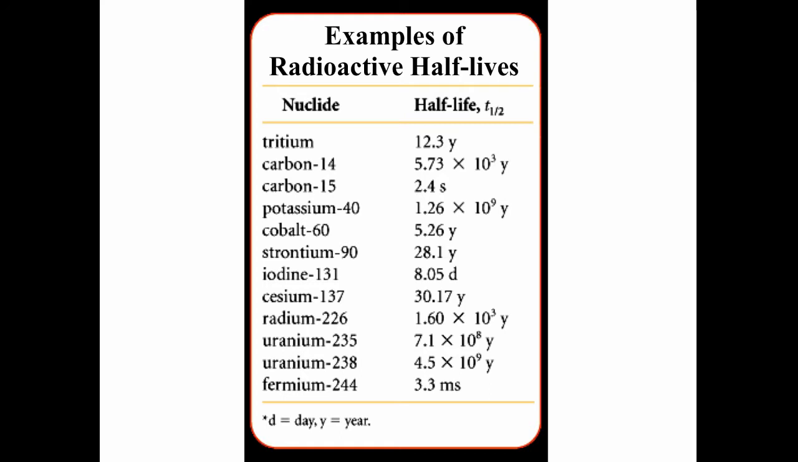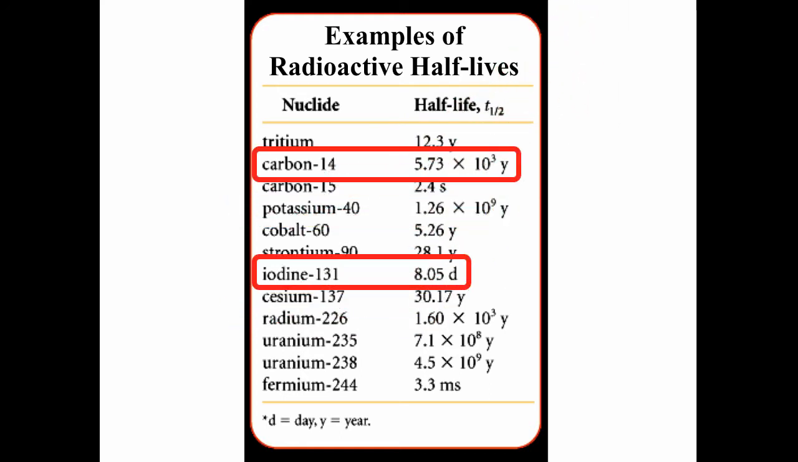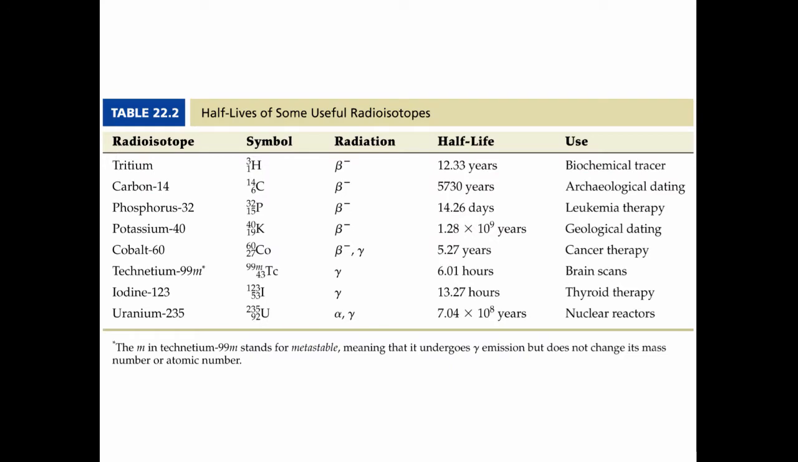Here are radioactive half-lives of a number of substances, and if you'll notice, they vary pretty dramatically. Iodine-131, about 8 days. Carbon-14, almost 6,000 years. Uranium-238, 4.5 billion years. And fermium-244, just over 3 milliseconds. And there are some useful radioisotopes that are used in various things.